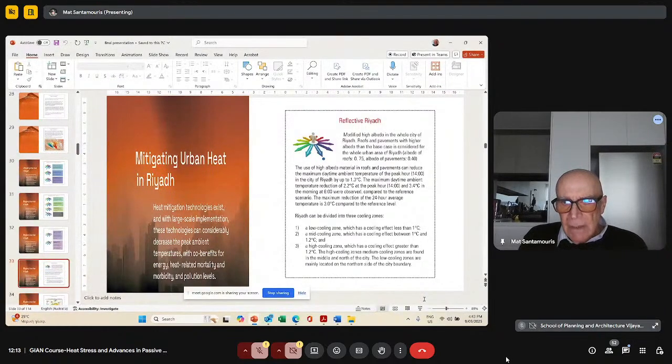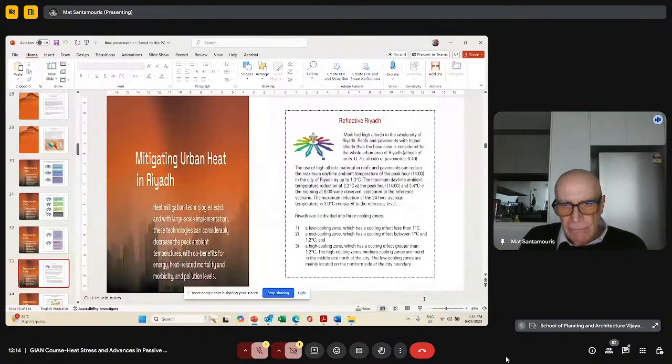Under these conditions, the use of these reflective materials may decrease the average temperature of the city by 1 to 1.5 degrees. This is something that will hold for most cities. This is the potential of this kind of technology: 1 to 1.5 degrees. In some cases and under specific conditions, we may have a decrease of up to 3 degrees, but this is really very rare.